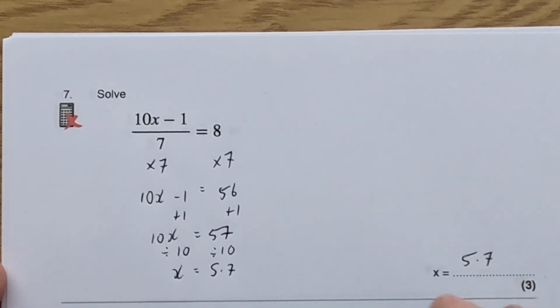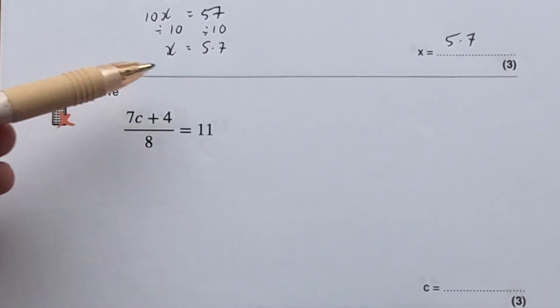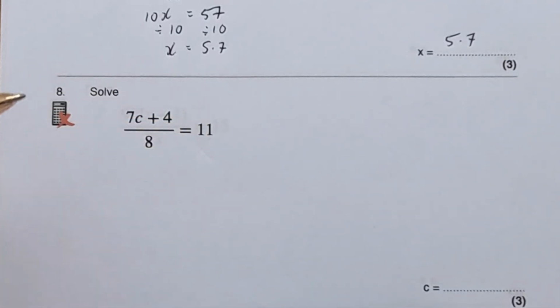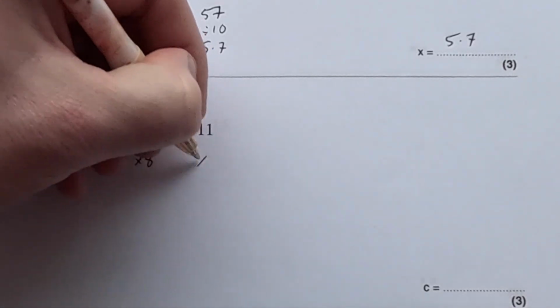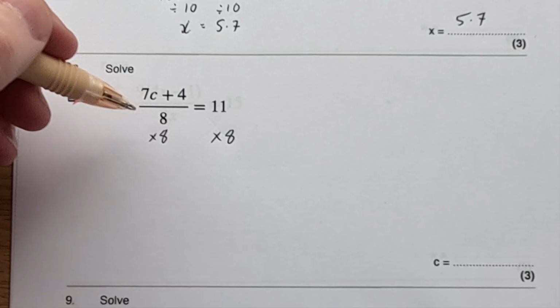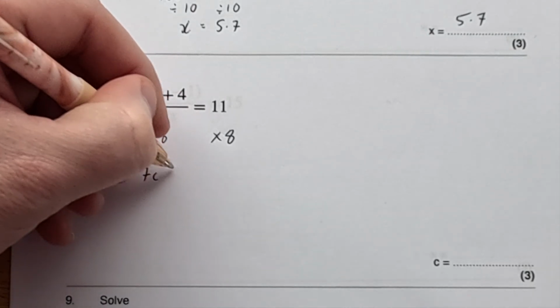Okay, let's look at our next question, question number 8. So question number 8 says solve (7c plus 4) all over 8 equals 11. So let's get rid of this divide by 8. So let's multiply the left-hand side of the equation by 8 and multiply the right-hand side of the equation by 8. So that means we're going to be left with, on the left-hand side, 7c plus 4.